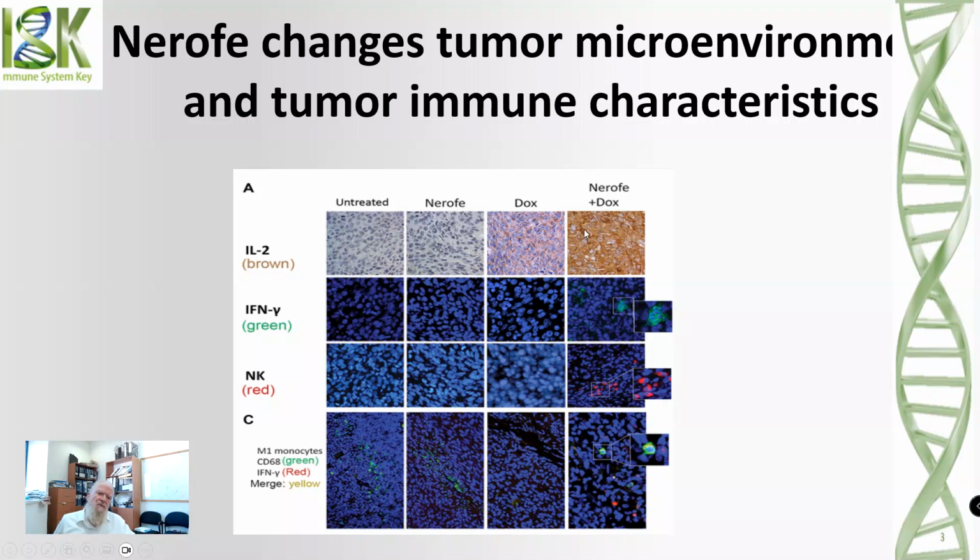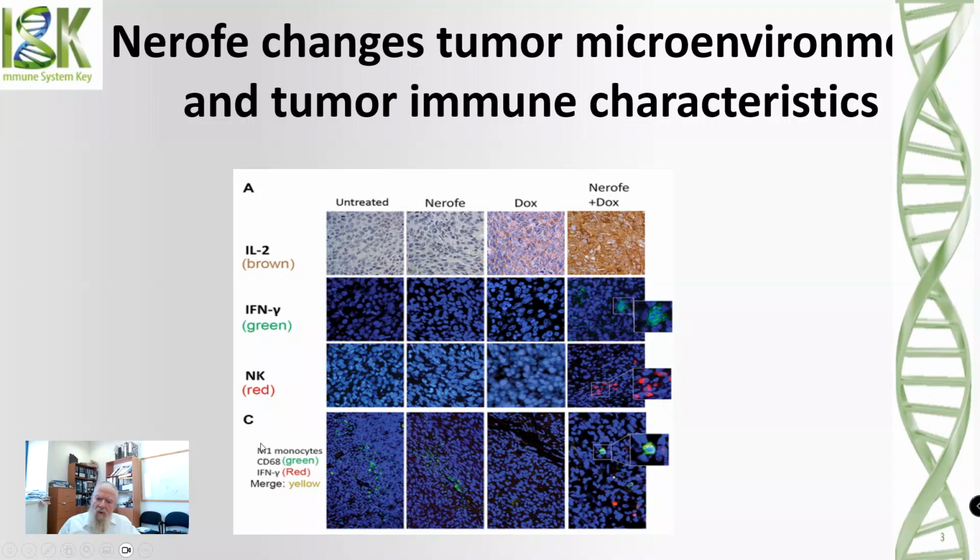Look what happened in the tumor when there is a combination of Nerofe and DOX. Same story happened when we looked at cells that are expressing interferon gamma. In the untreated group, there are no cells expressing interferon gamma. Same thing for Nerofe and DOX alone, but when we combine them, we were able to see very nicely expression of interferon gamma. Presence of NK cells: we were not able to detect them in the untreated, Nerofe, and DOX groups, but when we combine them, we were able to see a lot of NK cells in the tumor.